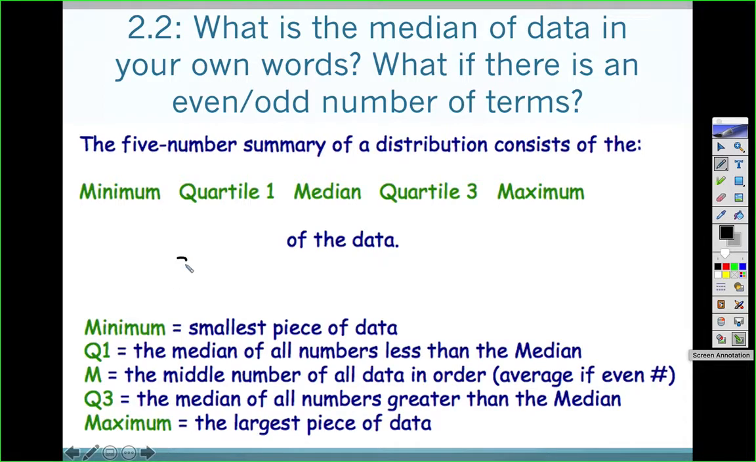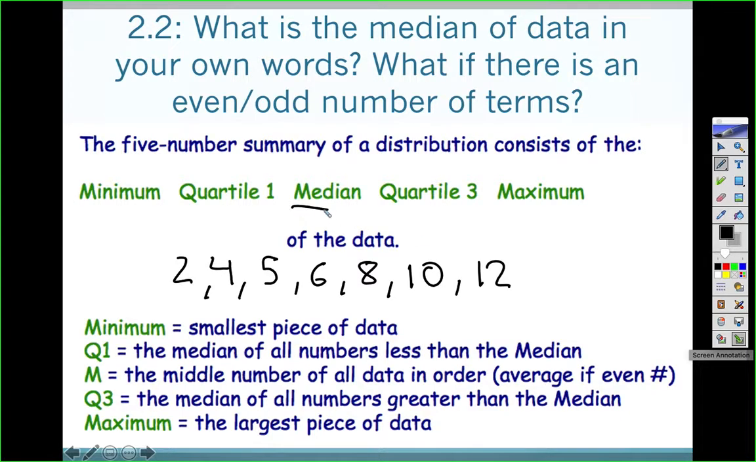Let's say we have the data set 2, 4, 5, 6, 8, 10, 12. First, notice that I put that data set in order. That data set has to be in order. What I want to start is just talking about, if you remember, what the median is. The median is the middle number.